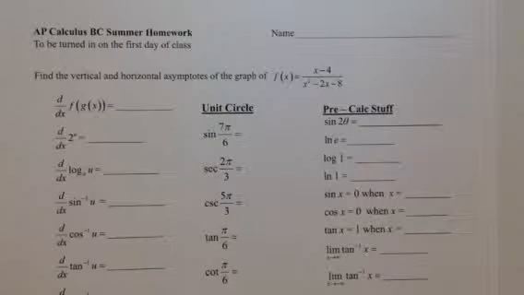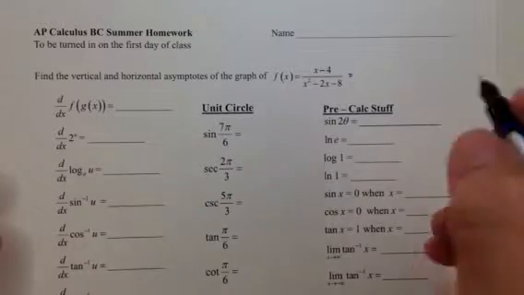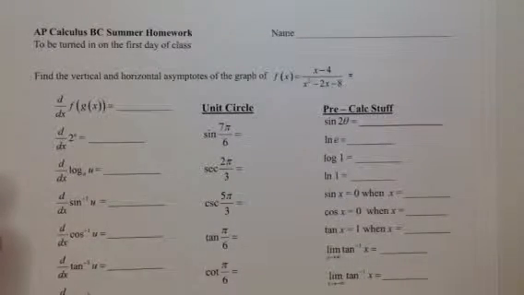This is a test video using my iPad to make these videos. So just going to go ahead and get started as if I am a student doing this work. So the first problem, find the vertical and horizontal asymptotes.